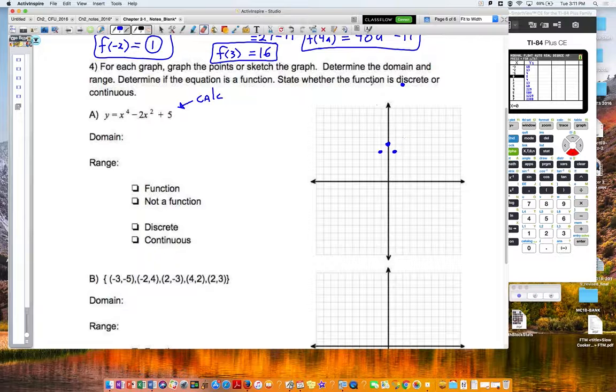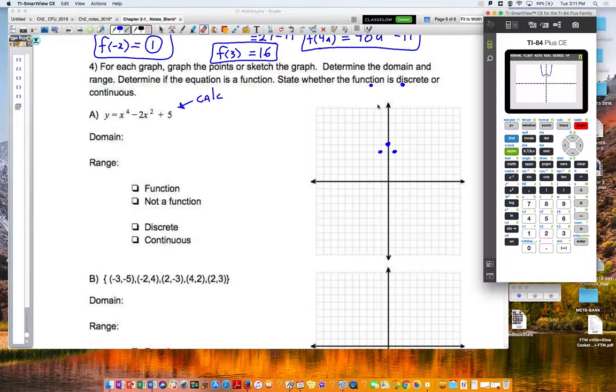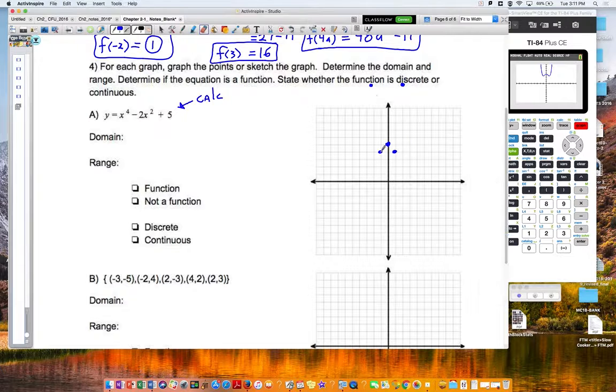So I'm actually estimating it. If I go back to my graph for a second, I kind of get this W looking thing. So I'm just going to do a little curve, and a curve up really quick, and a curve up really quick. So I got a sketch of my graph.